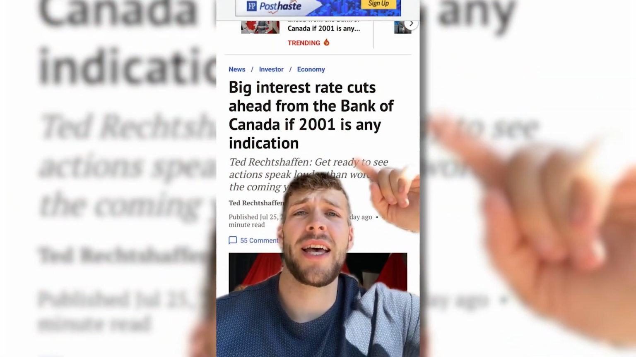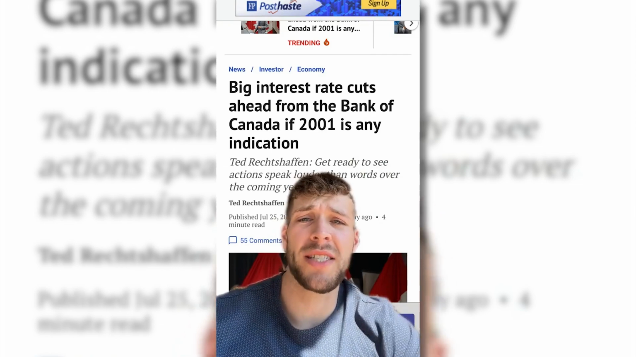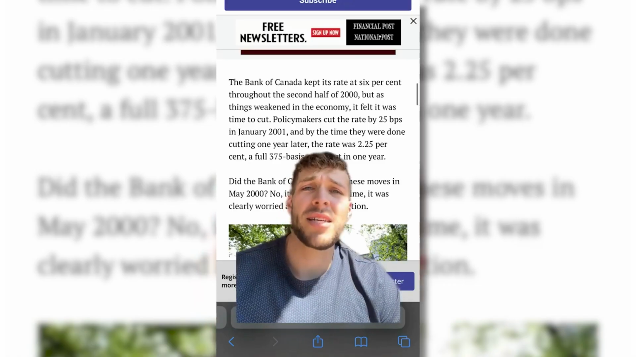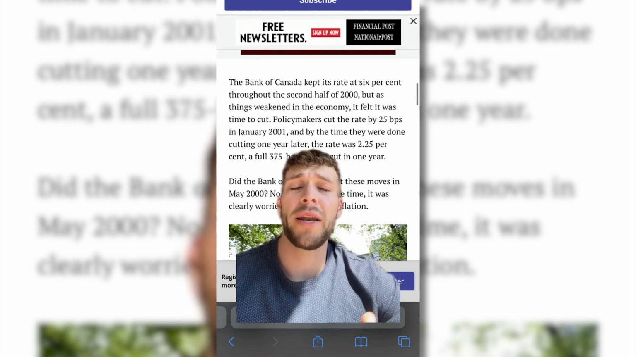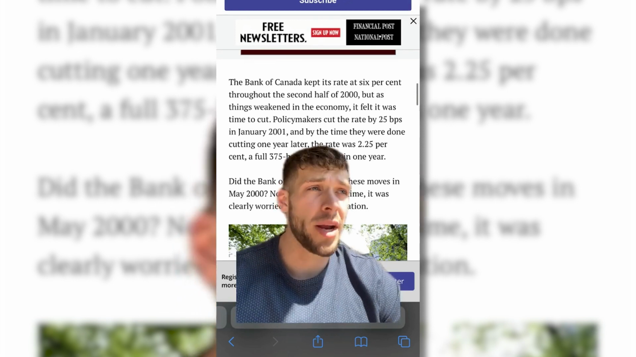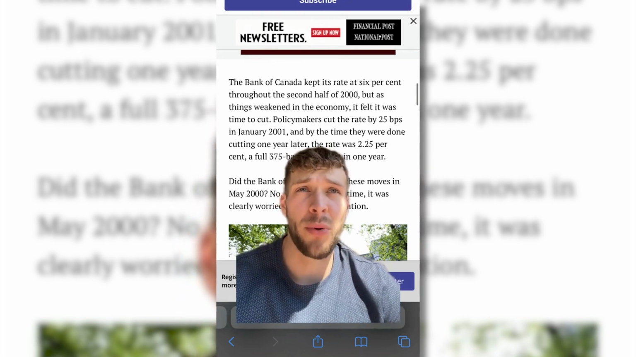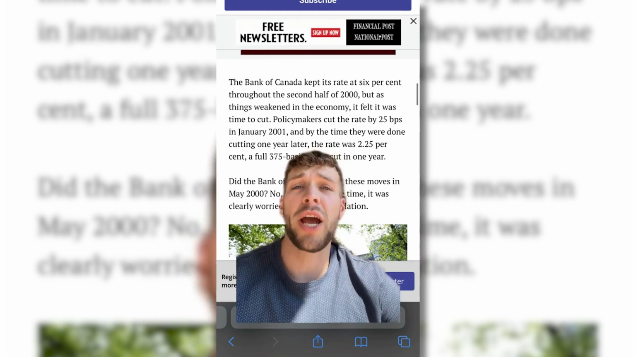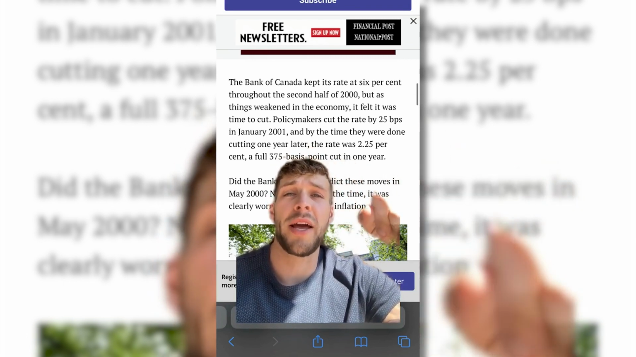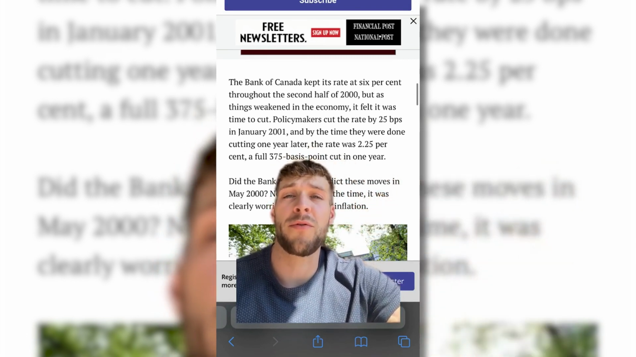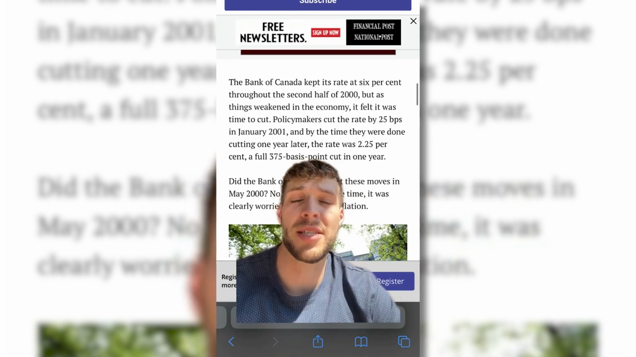Big interest rate cuts ahead from the Bank of Canada if 2001 is any indication. I'll save you guys the body of the article and cut right to the juicy part here, but basically in '01, interest rates were roughly around what they are right now. I think they were 6%, we were at 5.2, we're at 5.25 right now, that's the overnight lending rate. In '01 January, they cut rates by 25 basis points, and then exactly 1 year later, the rate was 2.25% for a full 375 basis point cut in 1 year. So this video got me nearly 90,000 views.